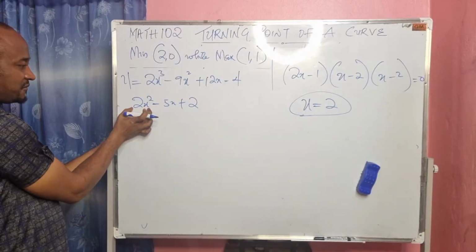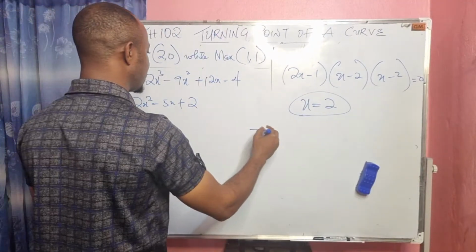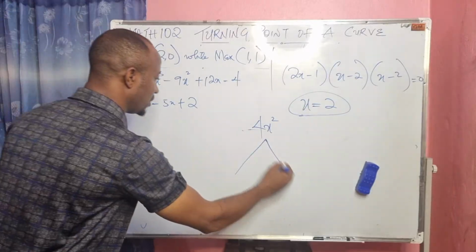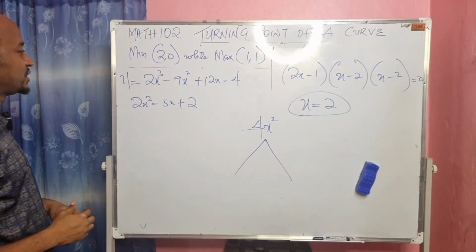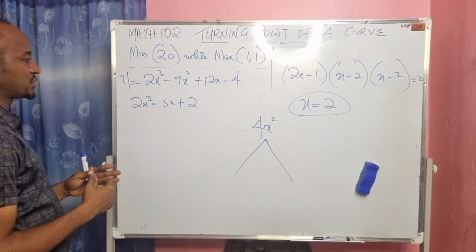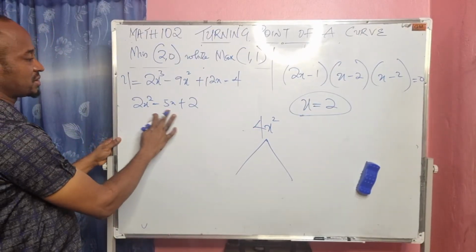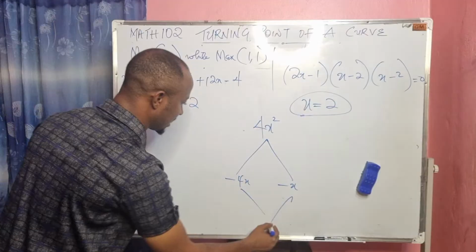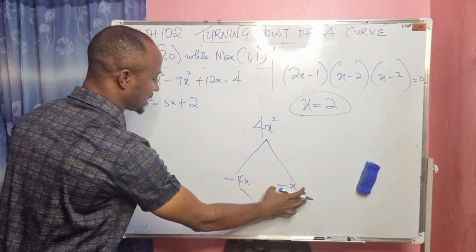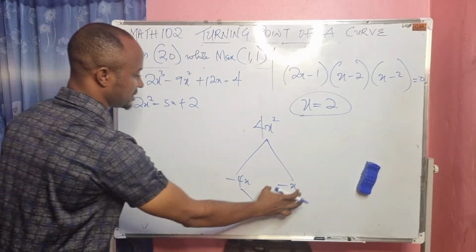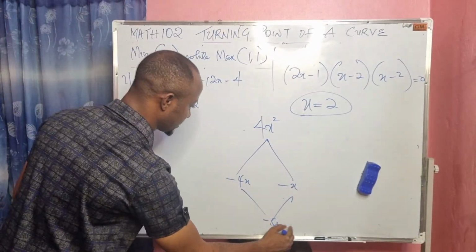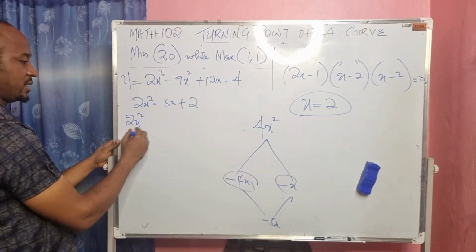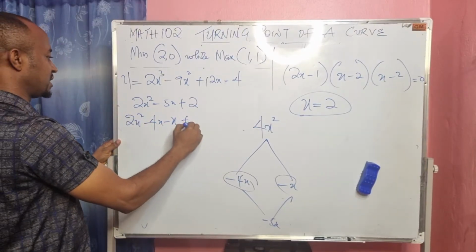Multiply the first term by the last term, that will give us 4x squared, right? Then I will think of two numbers that once we multiply them, the result will be 4x squared, and when we add them, the result will be minus 5. That should be minus 4x and minus x, right? Let's check this out. Minus 4x times minus x is 4x squared. Minus 4x minus x is minus 5x. So I will replace these two numbers with this, that will give us 2x squared minus 4x minus x, then plus 2.